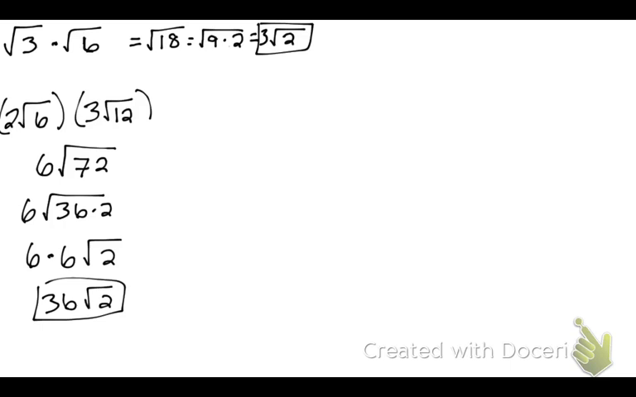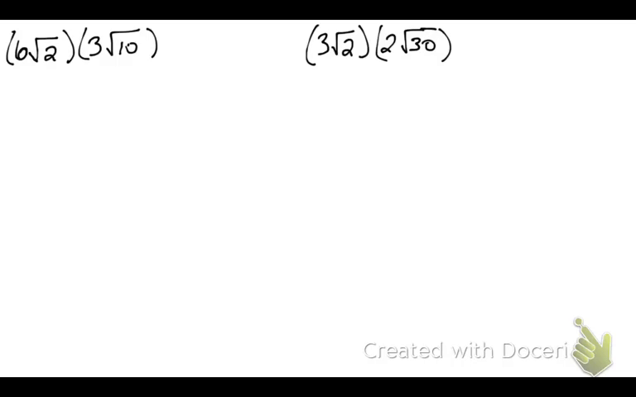Let's try 2 more. Try these two. We've got 6 root 2 times 3 root 10, and 3 root 2 times 2 root 30.